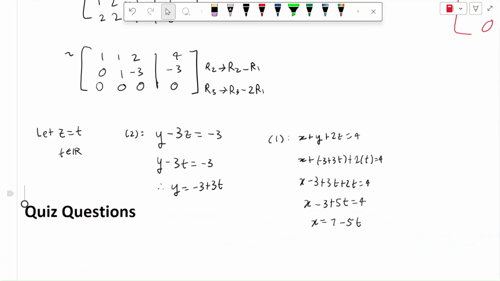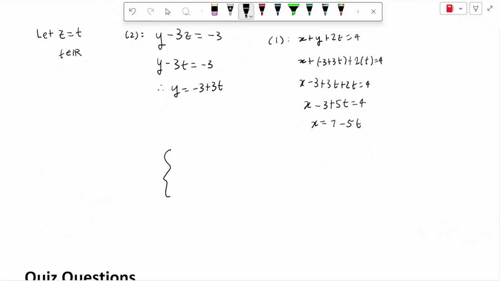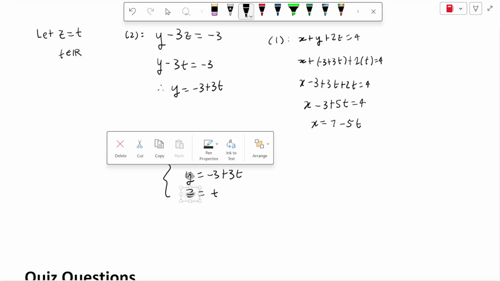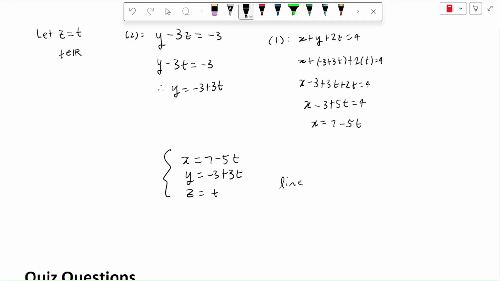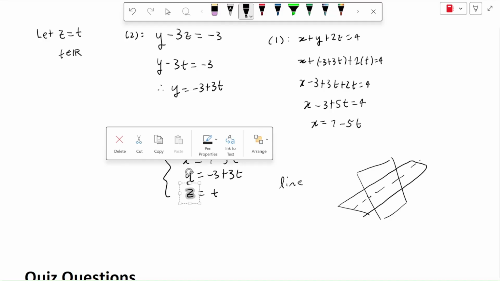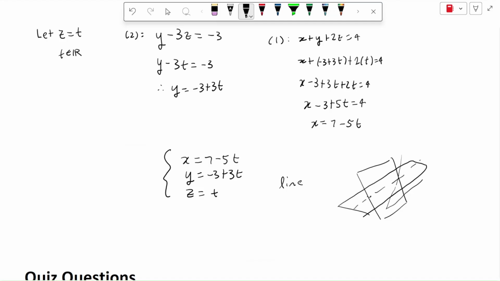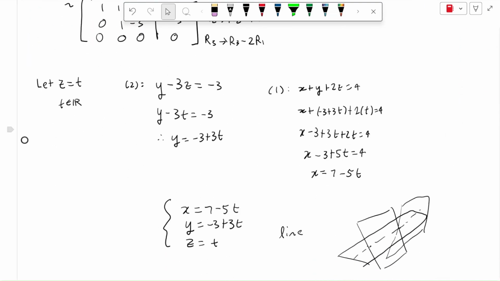So we sort of got this situation. You've got x is 7 take 5t, y is minus 3 plus 3t, and z is t. And that is the equation of a line. So all 3 planes meet in a line. So it's probably going to look something like this. So there's your line that the planes are meeting on. You might have another plane through it like that, and then you might have a third plane through it, which I'm going to be really bad at drawing. Basically like that. So yeah, all 3 planes will meet in a line there.